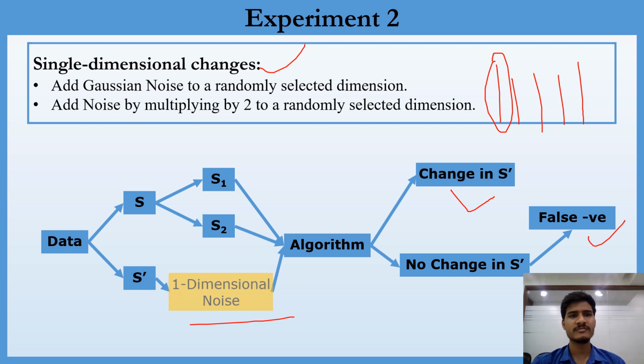And another way of doing this is to add noise by multiplying a randomly selected dimension by 2. So again we select a random dimension and multiply it by the factor 2, and again the S dash is going to be modified, and again we put this in the algorithm, and again we count the false negative rate.